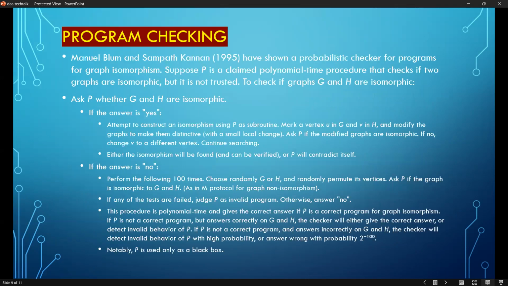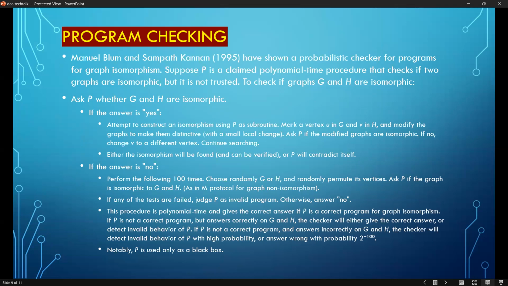Program checking. Manuel Blum and Sampath Kannan, in 1995, showed a probabilistic checker for programs on graph isomorphism. Suppose P is a claimed polynomial-time procedure that checks if two graphs are isomorphic, but it is not trusted. To check if graphs G and H are isomorphic, ask P whether G and H are isomorphic. If the answer is yes, attempt to construct an isomorphism using P as a subroutine. Mark a vertex U in G and V in H and modify the graphs to make them distinctive with a small local change. Ask P if the modified graphs are isomorphic. If no, change V to a different vertex. Continue searching. Either the isomorphism will be found or P will contradict itself.